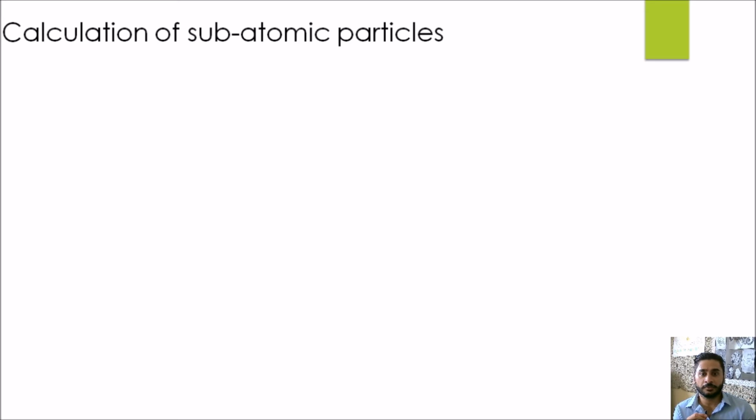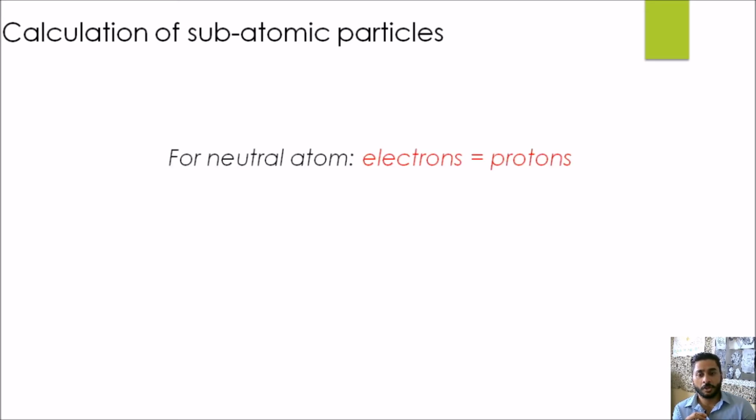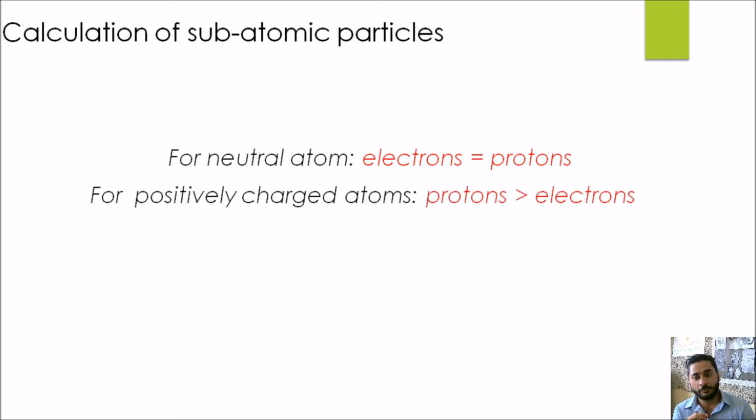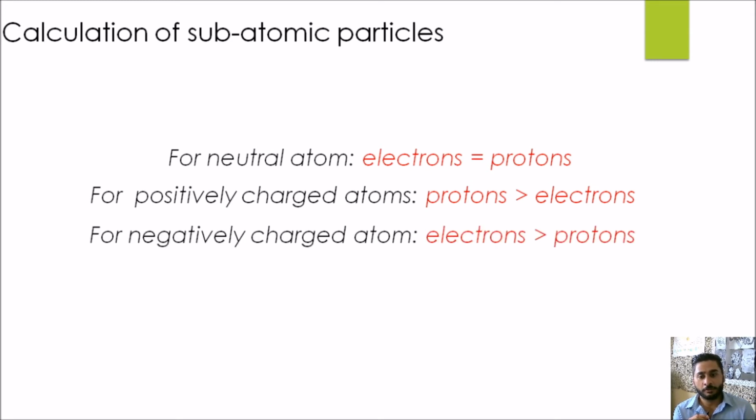Let's see how we calculate the number of subatomic particles. For a neutral atom, we know that the electrons and protons are equal. For a positively charged atom, we have more protons than electrons, because an atom gains a positive charge once it loses electrons. So electrons become less and protons are more. For a negatively charged atom, the electrons are more and protons are less, because a negatively charged atom is formed when an atom gains electrons.